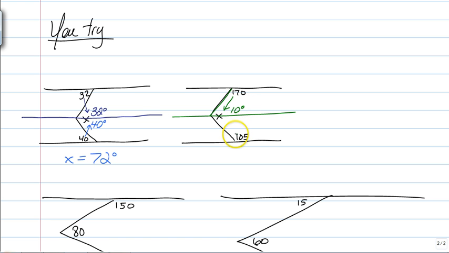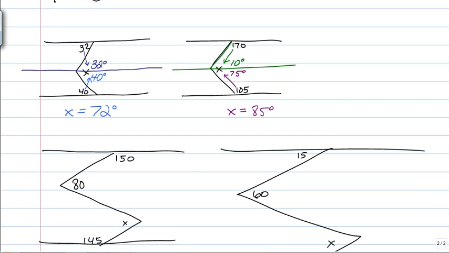Do it again from 105. 105 to x does not cross over, which means they are same side interior, which means they are supplementary. So this is a 75 degree angle. And that's going to tell you that x is equal to 85 degrees. All right, those are two easy ones. Remember, same side are supplementary, alternate interior are congruent.